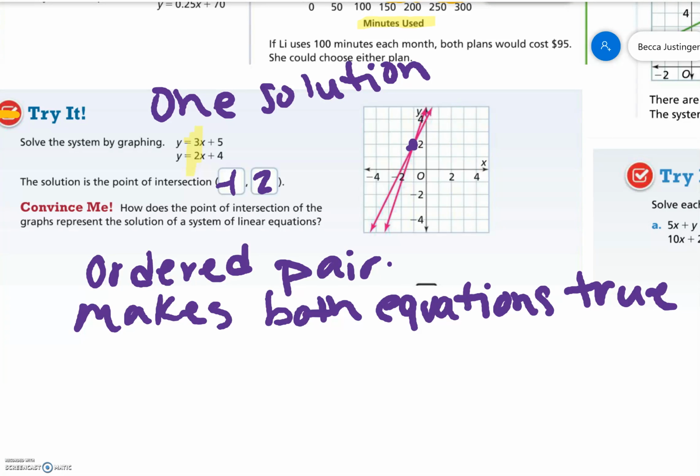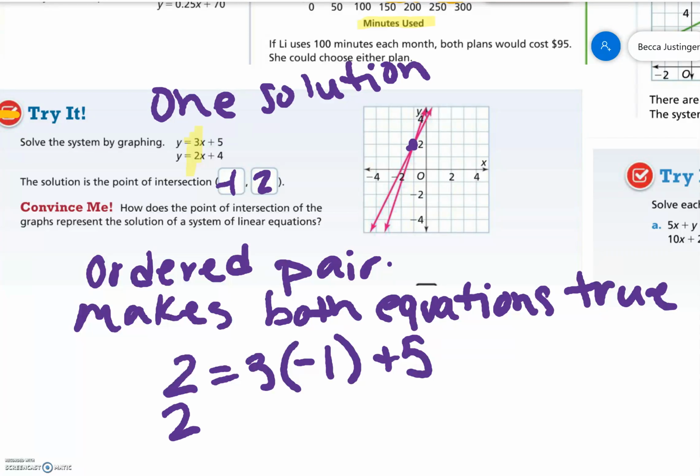So let's try it. So the first equation, instead of y, I'm going to put 2 equals 3. Instead of the x value, put negative 1 plus 5. Now solving, 2 equals 3 times negative 1 is negative 3 plus 5. Bringing it all down, negative 3 plus 5 is 2. So it's true for the first equation.